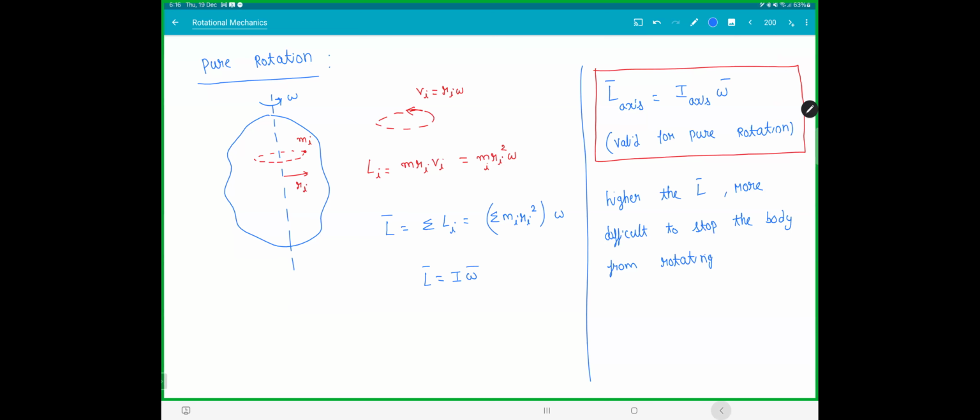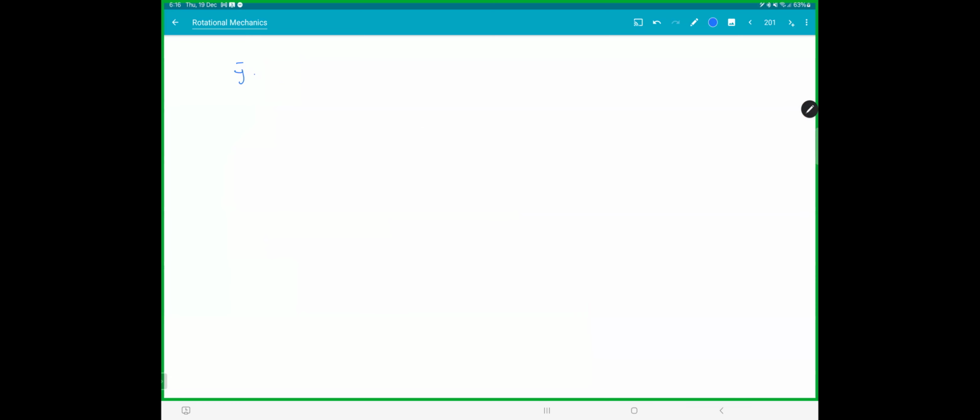Now, if you see the formula, it kind of looks like F is equal to dp by dt. So here torque is dL by dt. Now L bar is nothing but I into omega. So this can be written as I into d omega by dt plus omega dI by dt. So this is actually the actual formula: I d omega by dt plus omega dI by dt.